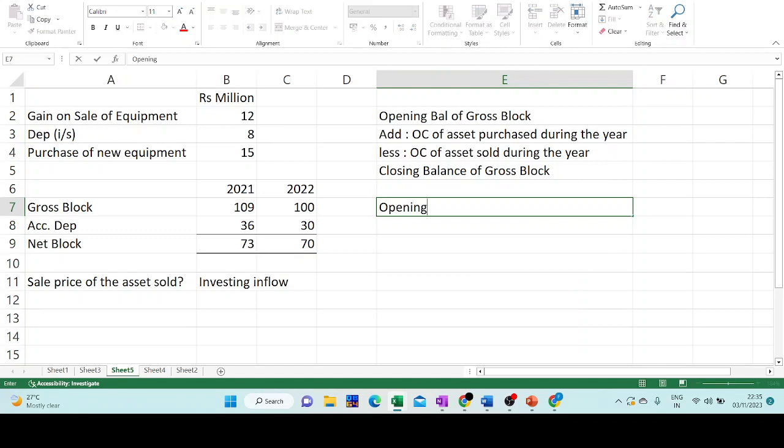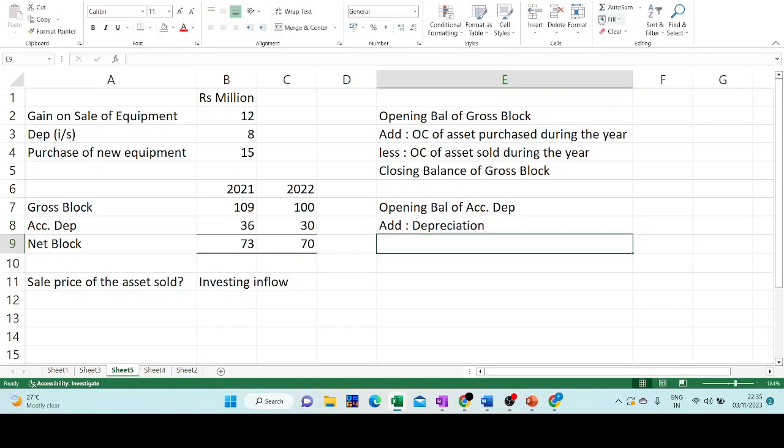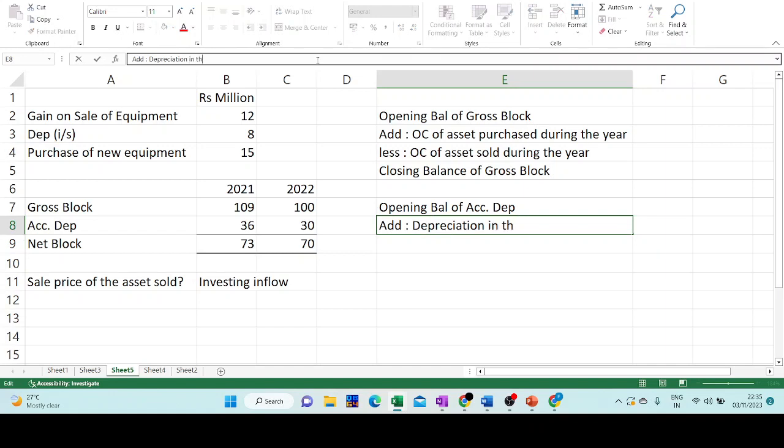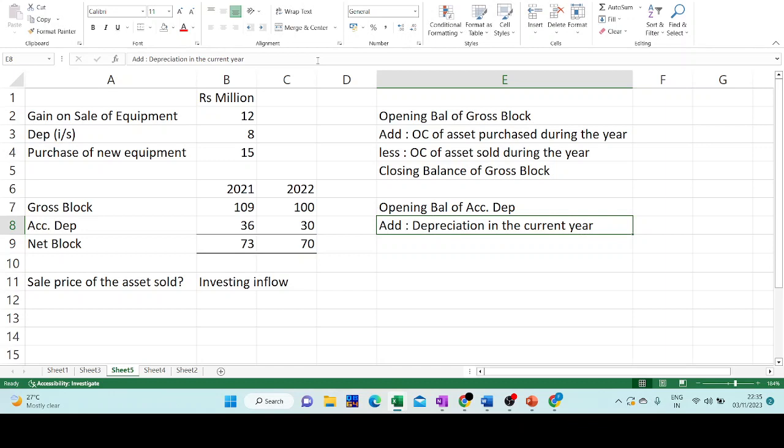So, opening balance of accumulated depreciation plus, or you add, depreciation for the year, depreciation in the current year. You'll find this figure in the income statement, right? Current year depreciation is expensed in the income statement.